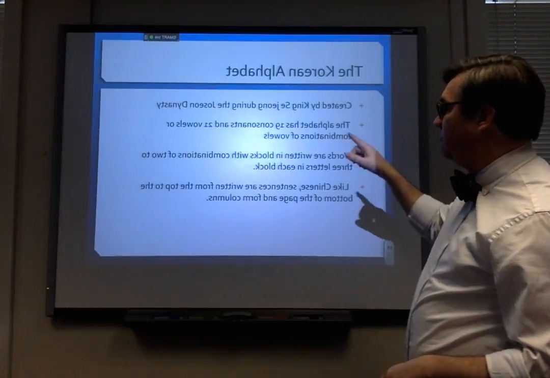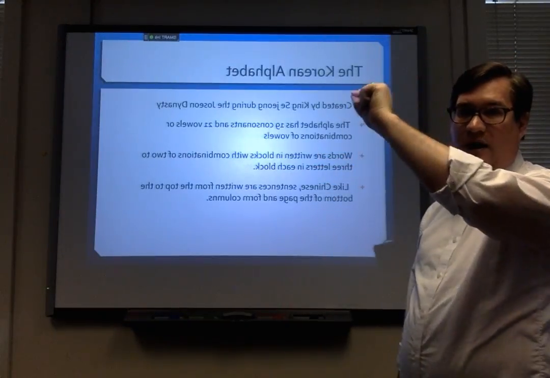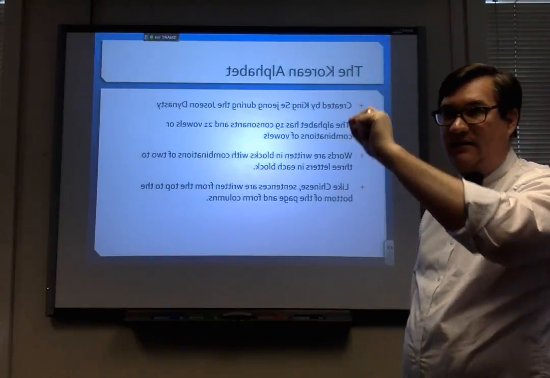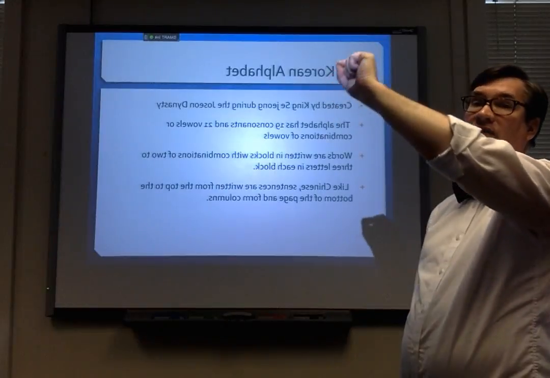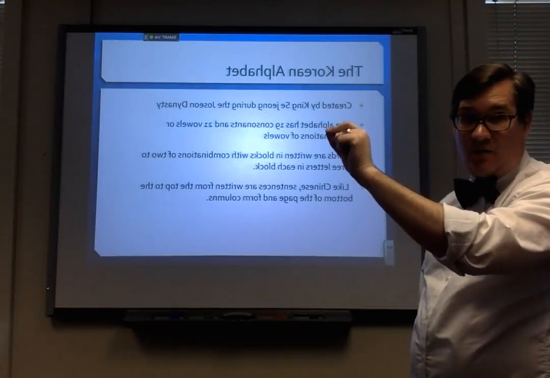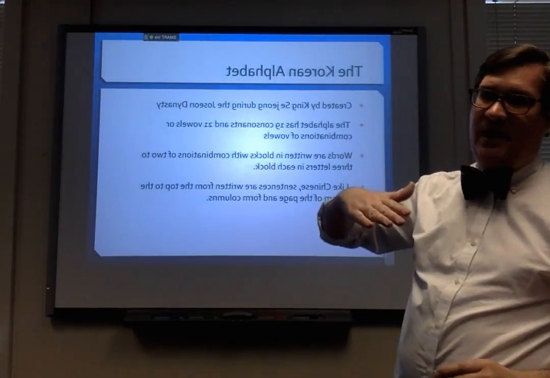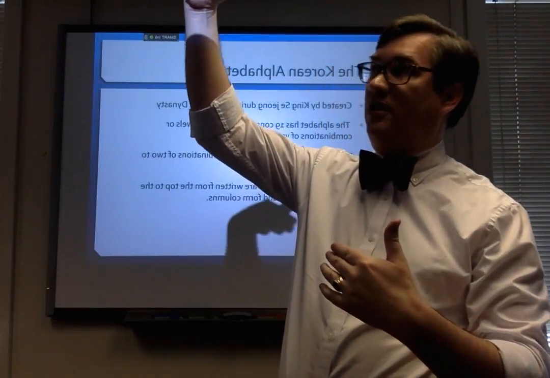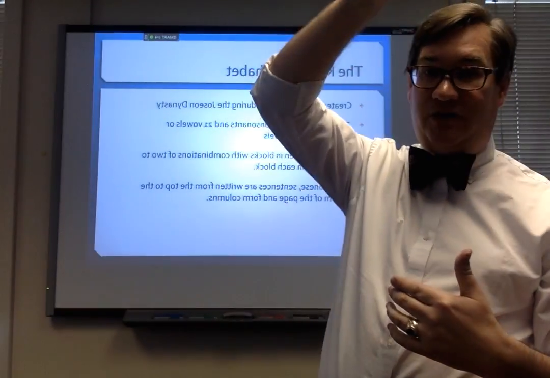And the words are written in blocks. You don't write them out like a word in English. You write them, and I'll show you this, in a block. Like this letter goes at the top, this letter goes on the right, and this letter goes on the bottom, and that creates a word, right? So you read it almost in a circle, clockwise, yeah? And like Chinese, the sentences are written from top to bottom. So if you read a Korean book, you start at the top and you go to the bottom, and there are lines going up and down that you read.